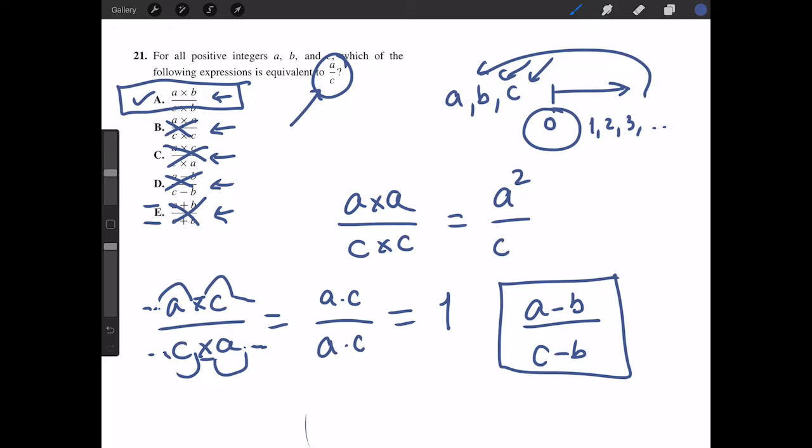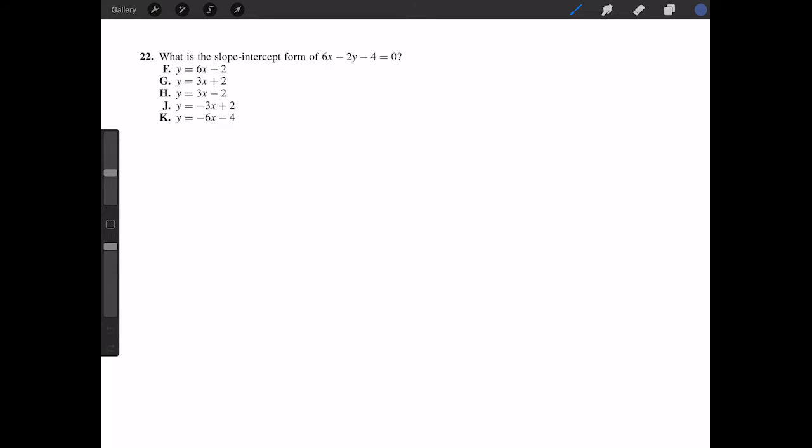Now, of course, it should have been the first one you tested, and as soon as you realized that A was correct, you didn't have to continue testing the other ones. But I just wanted to show you. For problem 22, it reads, what is the slope-intercept form of 6x minus 2y minus 4 equals 0? And you see 5 choices here.